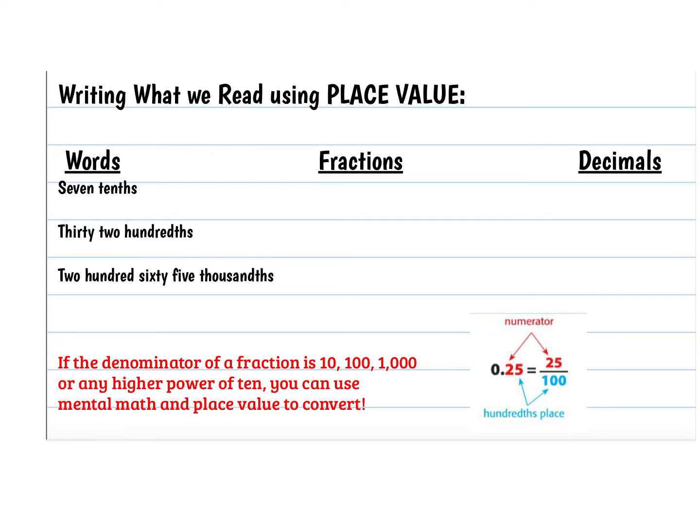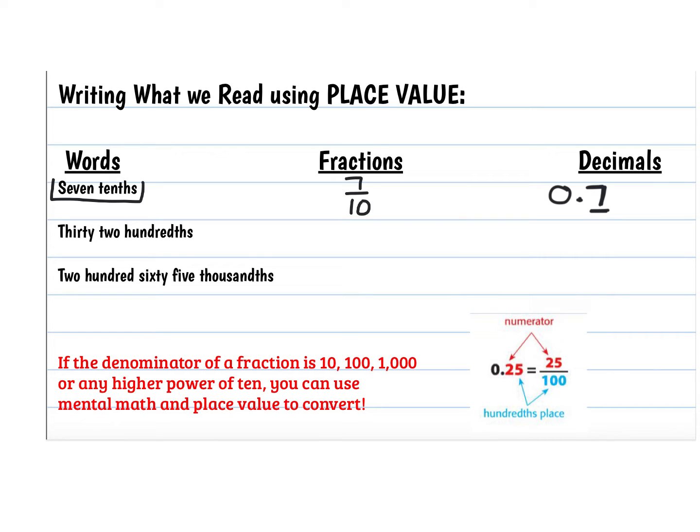Writing what we read using place value. So before we go on to fractions and decimals, we also need to make sure that we know how to say the fraction and the decimal correctly and how to write it correctly. So if we have 7/10, we would write it as a fraction 7/10. That means if there's 10 pieces, we have 7 of them, so 7/10. And then as a decimal, I don't have a whole number, I just have a part of a whole, so it would be 0.7, because this is my tenths place, so I would say 7/10.